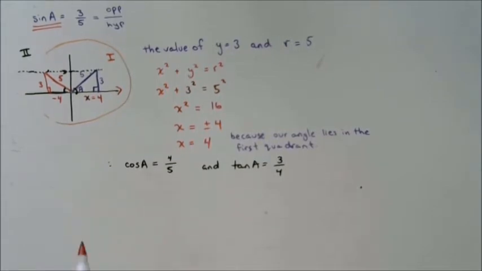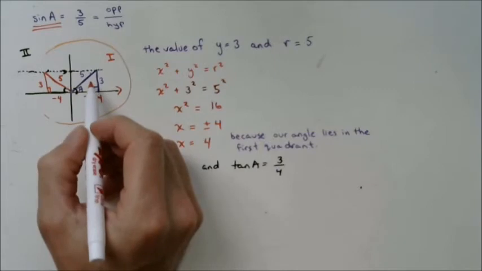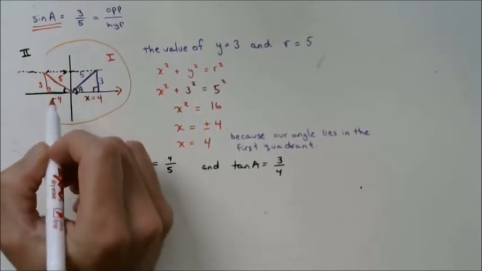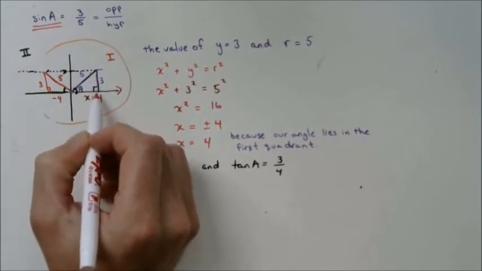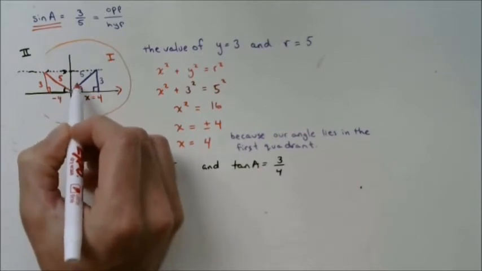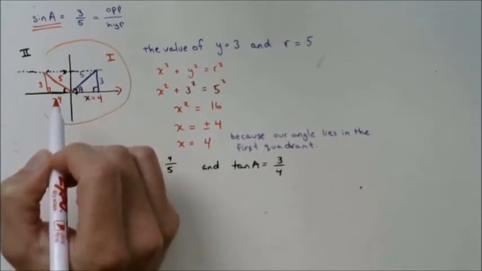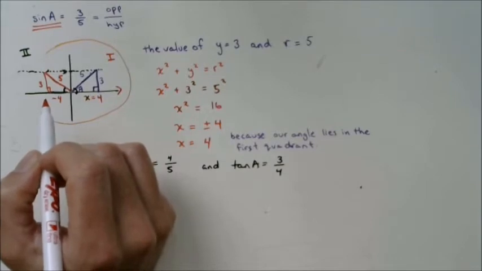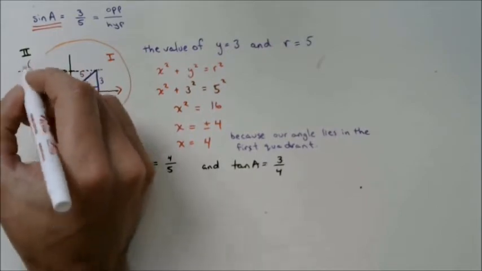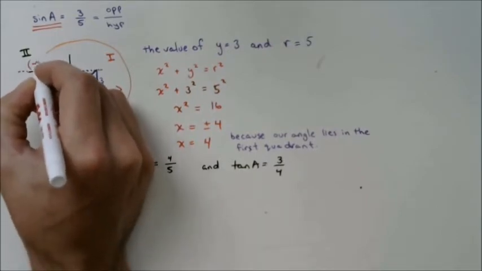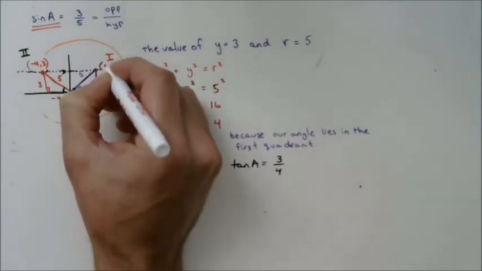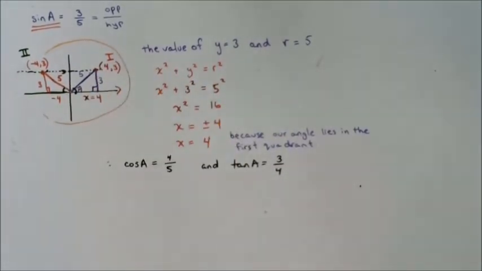Okay, so the sine ratio is positive in the first quadrant and the second quadrant. That's because the y value is still 3, and the hypotenuse is always positive. Okay? The point that defines an angle with the same sine then is right here at negative 4, 3, just like this was at positive 4, 3.